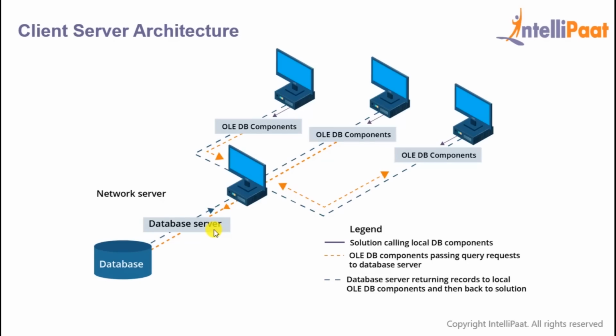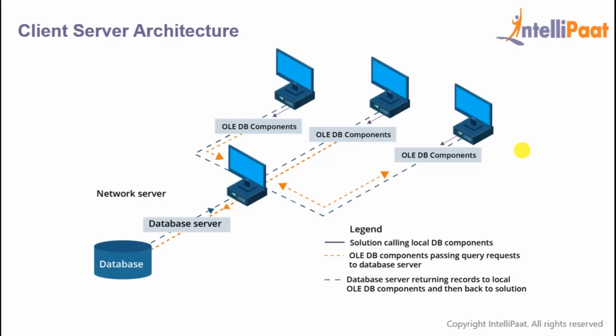Now, let's look at client server architecture. So we can see that there are three client components, or in other words, they are just client systems or the user systems. So we have just shown three over here, but there can actually be n number of systems accessing the database at the same time.